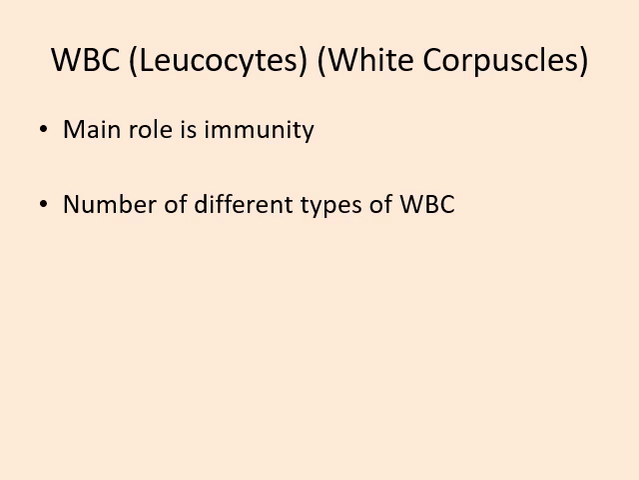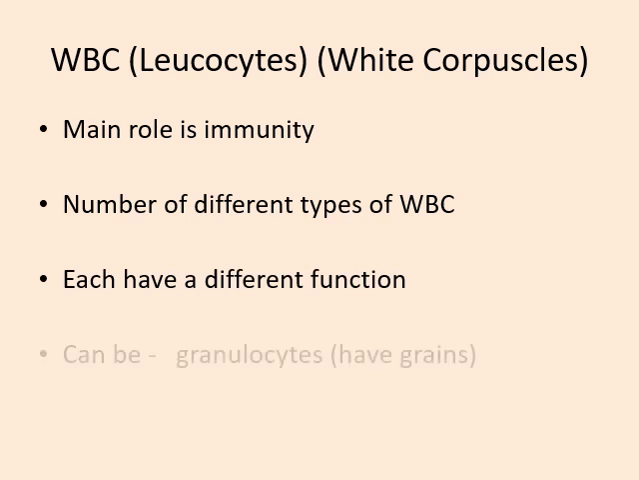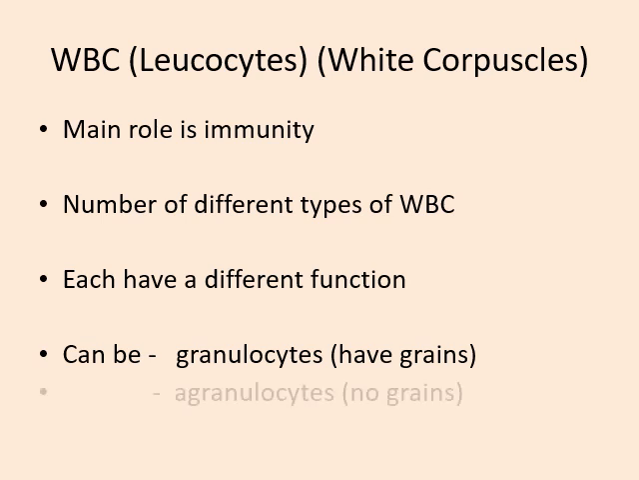And again, if you go into biology or any blood chemistry, you're going to find that there's even more than we're doing right now. Each of them has a different function, and they can be two different types. They can be granulocytes, which means they have grains in them, or agranulocytes, so no grains. Gran means granules and cytes means cells, so grain cells. This A means without, so these are cells without the grains.